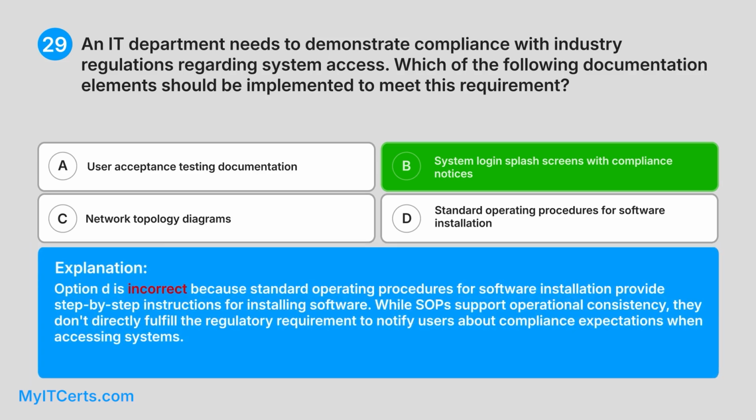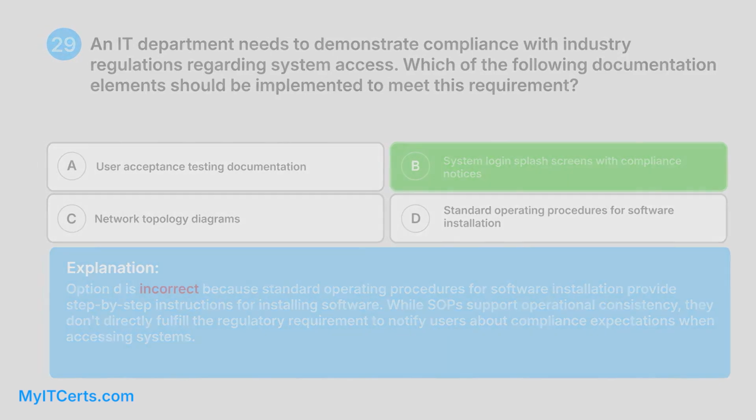Option D, standard operating procedures for software installation, is incorrect because standard operating procedures for software installation provide step-by-step instructions for installing software. While SOPs support operational consistency, they don't directly fulfill the regulatory requirement to notify users about compliance expectations when accessing systems.